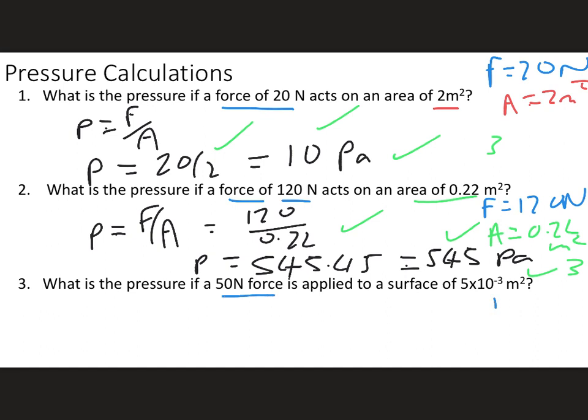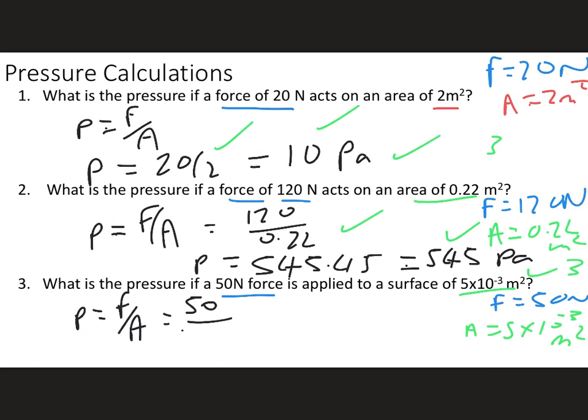Again, same prep method. So force is equal to 50 newtons this time. Our surface area, A, is equal to 5 times 10 to the negative 3 metres squared. I'm going to go through and put those numbers into the equation. So our pressure is equal to force over area, which gets us 50 over 5 times 10 to the negative 3. And we need to put those numbers into our calculator.